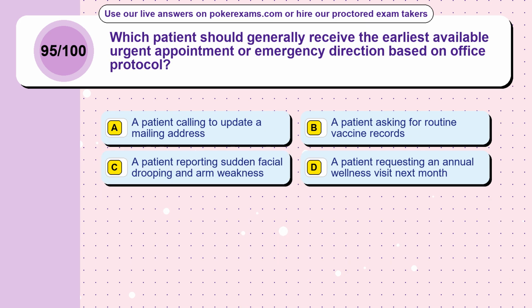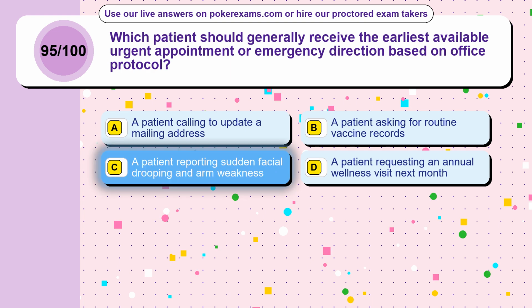Question 95. Which patient should generally receive the earliest available urgent appointment or emergency direction based on office protocol? Option A, a patient calling to update a mailing address. Option B, a patient asking for routine vaccine records. Option C, a patient reporting sudden facial drooping and arm weakness. Option D, a patient requesting an annual wellness visit next month.